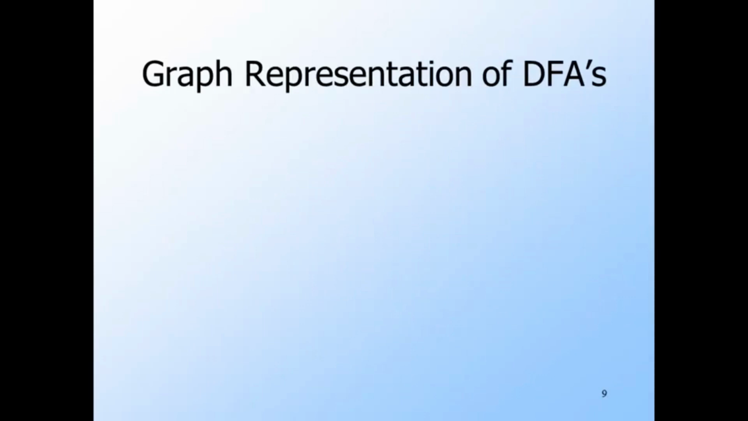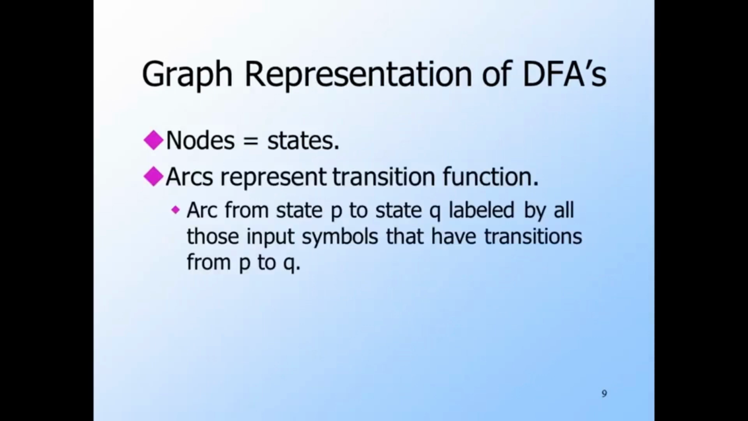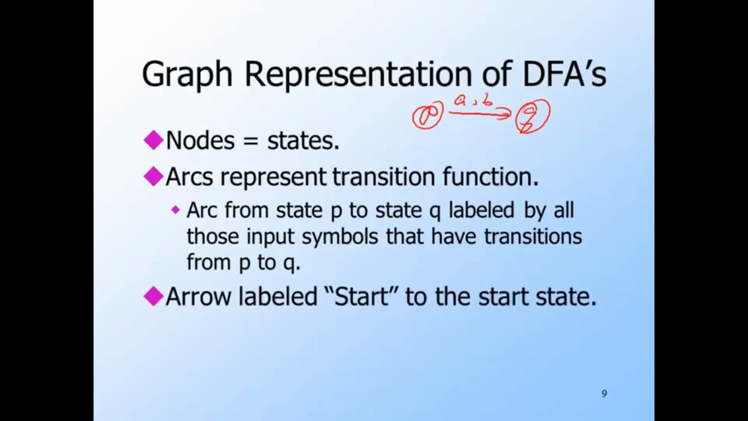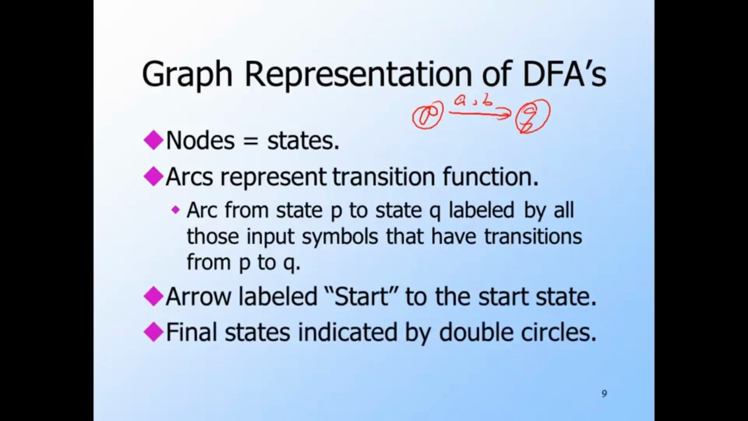Like the tennis automaton, we can represent any finite automaton by a graph. The nodes of the graph are the states of the automaton. The arcs are the transitions. There is an arc from state or node P to state or node Q labeled by all the input symbols A, such that delta of P and A is Q. For example, this arc would be present if delta of P and A and delta of P and B were both Q. We represent the start state by adding an arrow labeled start into that state, and we indicate final states by double circles.